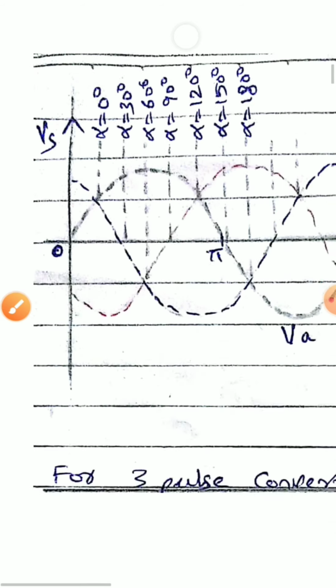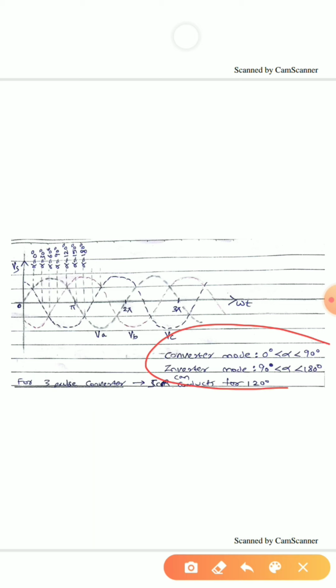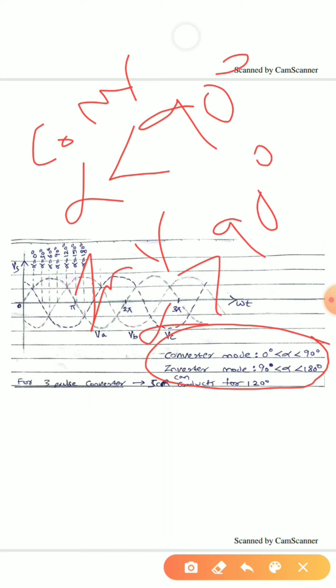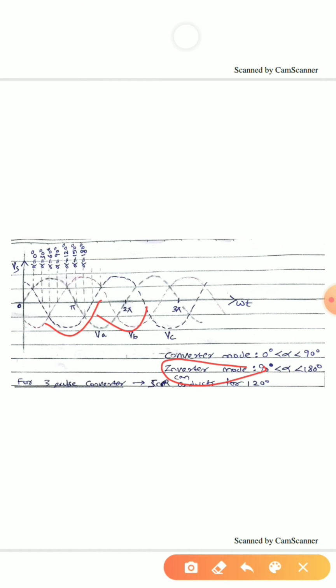Now let us move further. One more thing we have to keep in mind is that for 3-phase or for any converter we have 2 modes of operation. If the firing angle is less than 90 degree, I call it the converter mode of operation, and if the firing angle is greater than 90 degree, I call it the inverter mode of operation. In the inverter mode, as we have seen in the waveforms, the average that I will be getting will be of the negative portion. That is why I call it the inverter mode of operation.